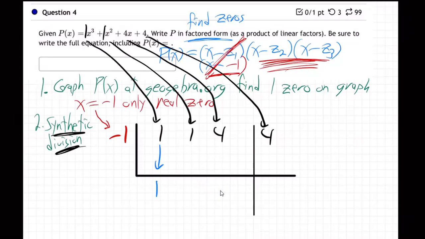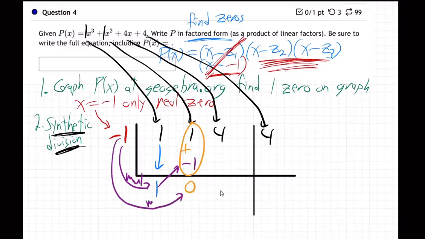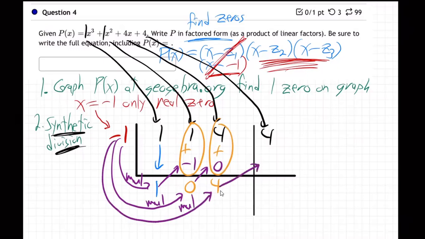Remember the way this works, and then you multiply. Put the answer right there. Multiply -1 times 1 is -1, and then you add these guys up. And that's 0. And then the next one. -1 times 0 is 0. Add them up, 4. And one more time. Multiply -1 times 4 is -4. Add them up, 0. Of course, you should always get a 0 remainder.